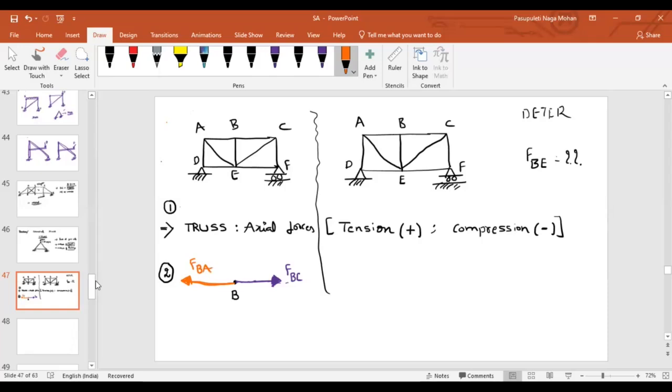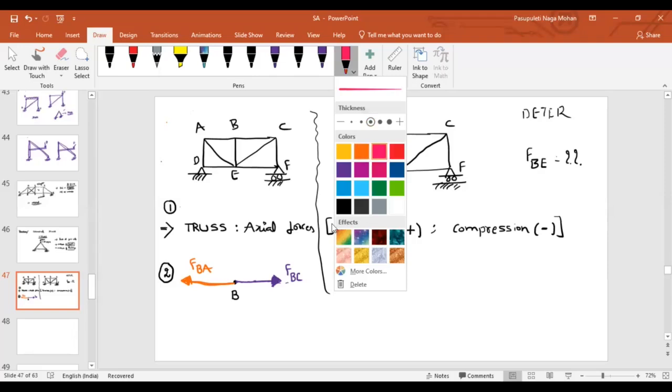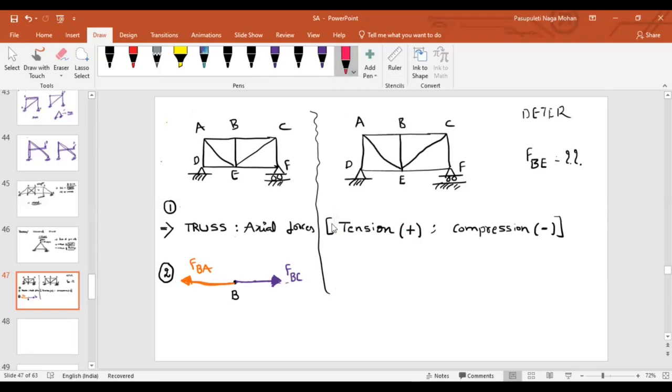Similarly, at BE, first of all, I will draw a line again on the same thing. I will draw a line along the member BE and then I will represent an arrow away from the joint. So this is my force in the member BE. As of now, is it okay? How to represent tensile forces in the system, for everybody?